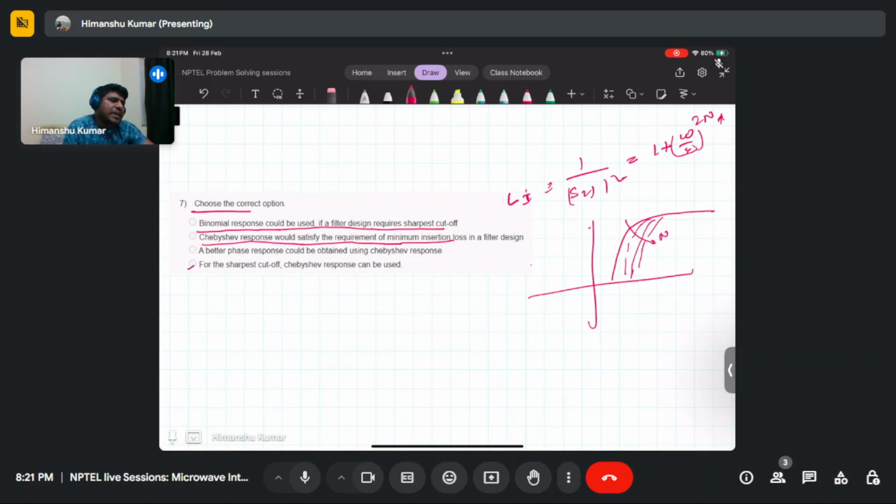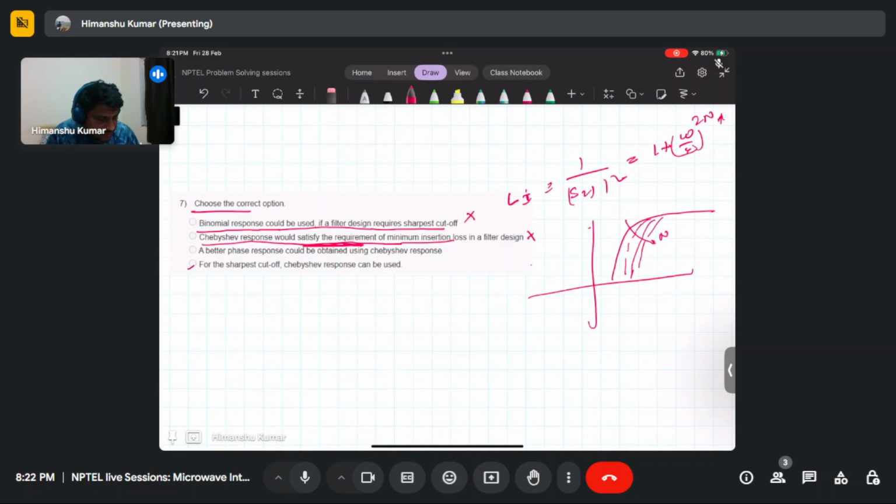Basically, you connect multiple stages, similar to a multi-section Chebyshev transformer. The Chebyshev response should satisfy the requirement of the minimum insertion loss? No, the insertion loss will become higher and higher. So this is wrong.